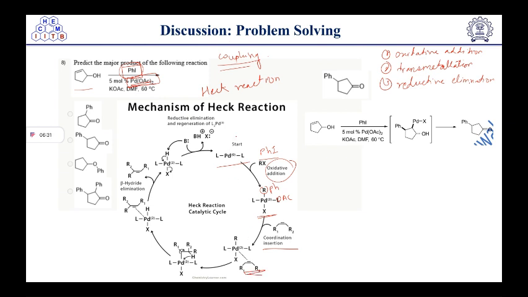So in starting, palladium was in zero state. Now it is in plus two oxidation state, and here also it is in plus two oxidation state. After this one, the next one is beta hydride elimination here. Okay, so beta hydride elimination will take place, which will give this as an intermediate. So after the elimination, it will knock out this moiety. Right? Beta hydride elimination will take place.